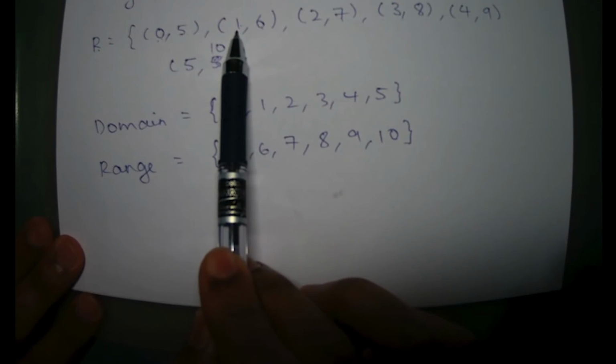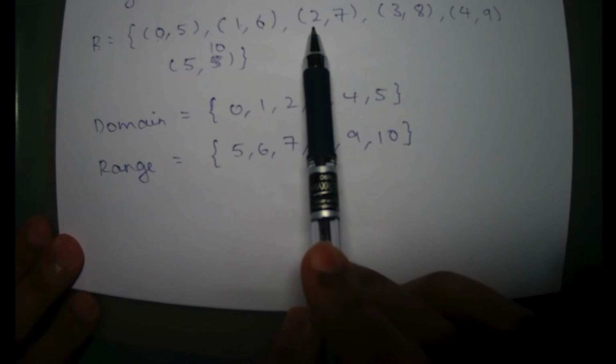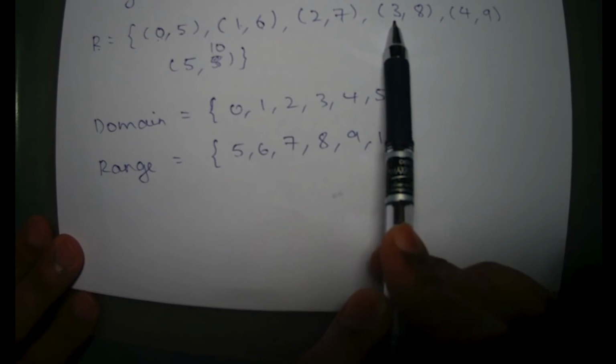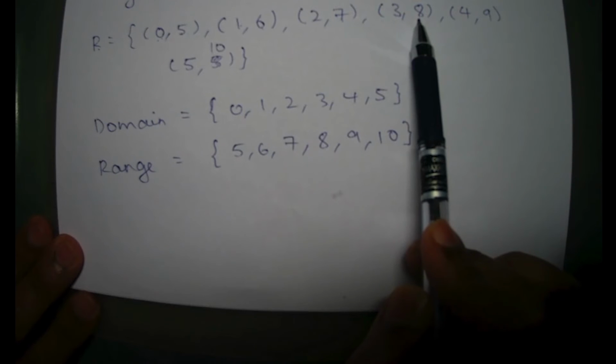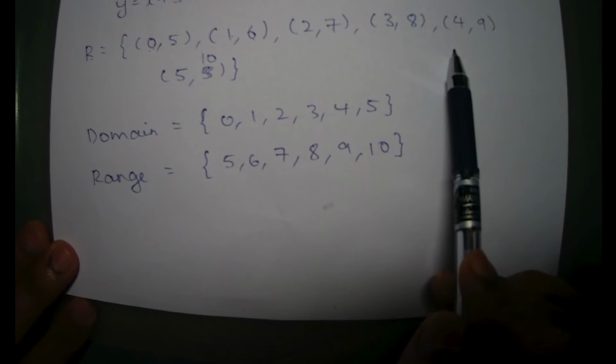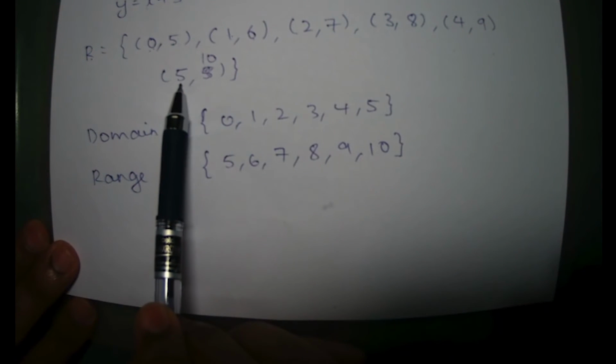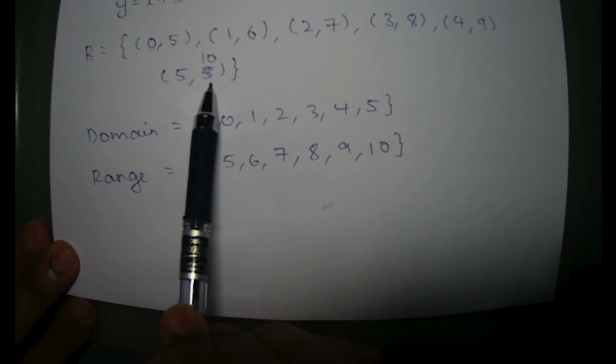If we take x is equal to 1, we will get y as 6. If we get x is equal to 2, y as 7. If we get x is equal to 3, y will be equal to 8. If we get x is equal to 4, we will get y is equal to 9. And if we get x is equal to 5, y will be equal to 10.